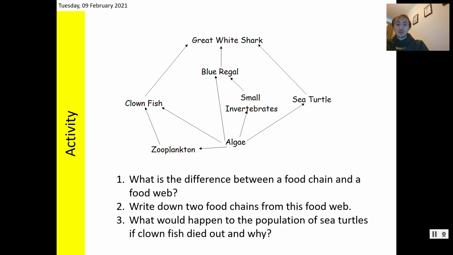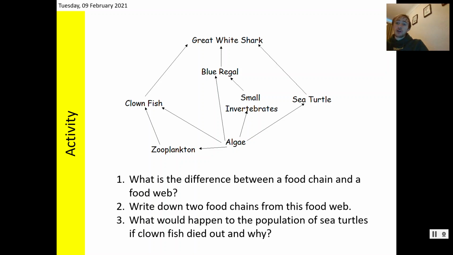Algae, small invertebrates, blue regal, great white shark. Algae, zooplankton, clownfish, great white shark. Anything along those lines. But algae, sea turtle, great white shark will do fine. If you're asked to draw a food chain, make sure you include all possible organisms. So if you just wrote algae, sea turtle, that's not a food chain. This doesn't show accurately any feeding relationship. You need to include the great white shark.